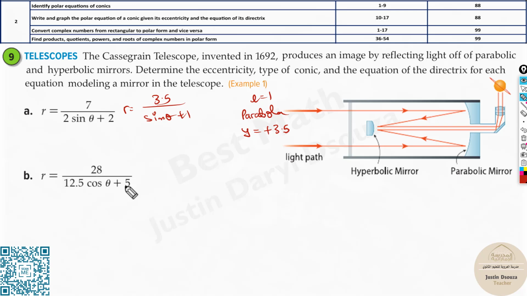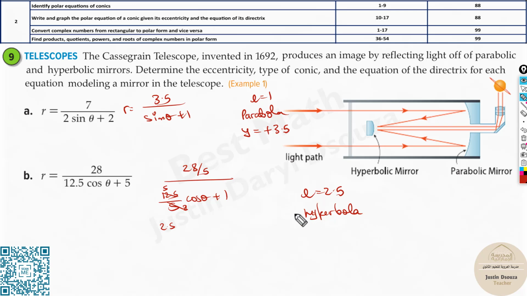What about this one? Here, I need to divide everything by 5. So it's 28 divided by 5, over 12.5 divided by 5 times cosine theta plus 1. What's this? 2.5 goes 2 times, that's 5. So 5 by 2 is 2.5. The answer is 2.5 here, so the e value is 2.5. Now this is more than 1, so it's a hyperbola.